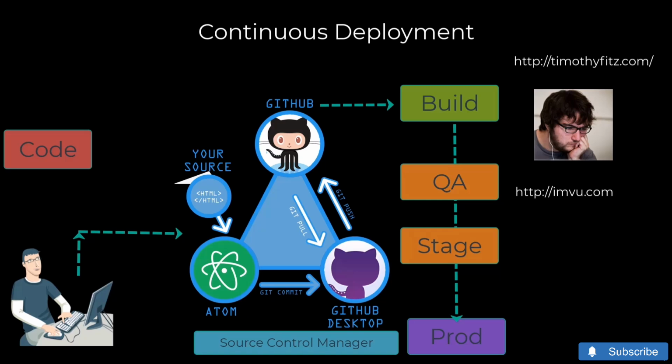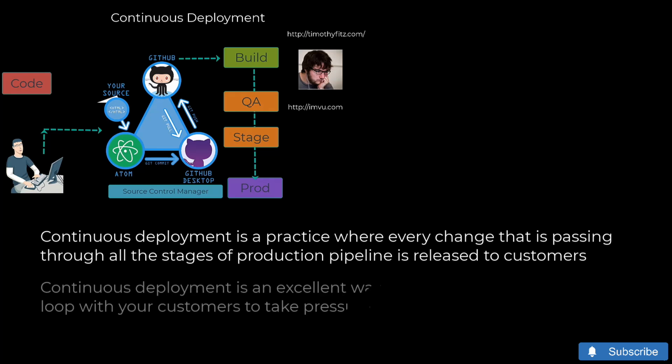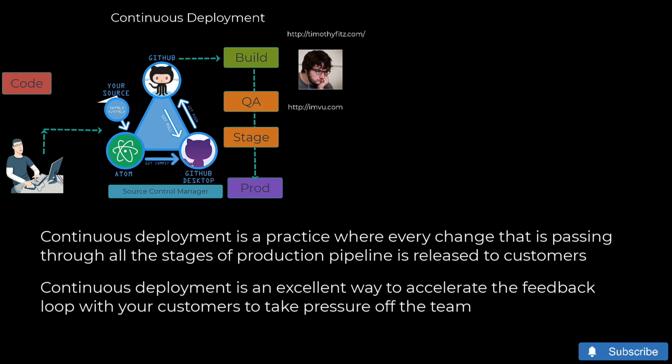Now, this setup that we just referred to is a really extreme setup. Most companies do not have this set of resources to set this up. Specifically, there will be approvals to move the code from stage to prod. So continuous deployment is a practice where every change that passes through all the stages of your production pipeline is released to your customers. There is no human intervention, and only a failed test will prevent a new change from being deployed to production. Continuous deployment is an excellent way to accelerate the feedback loop with your customers and take pressure off the team so that they can then focus on better activities.